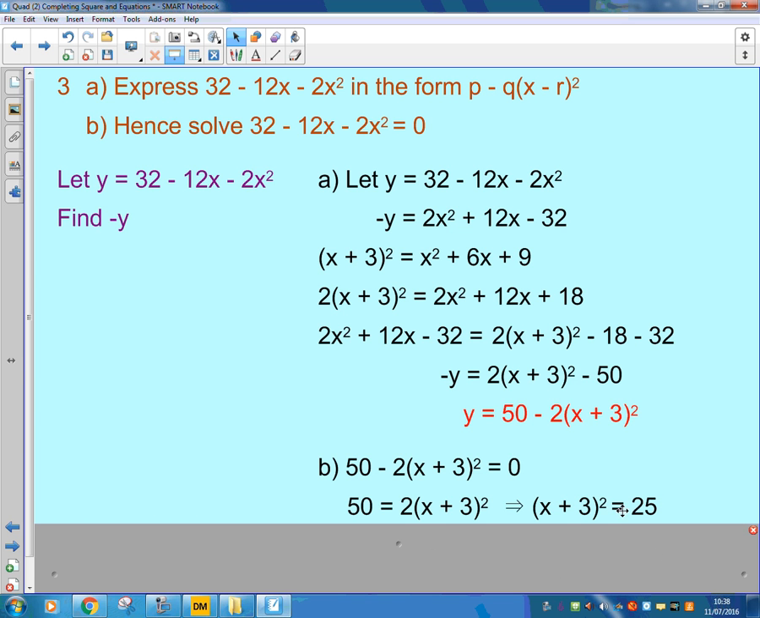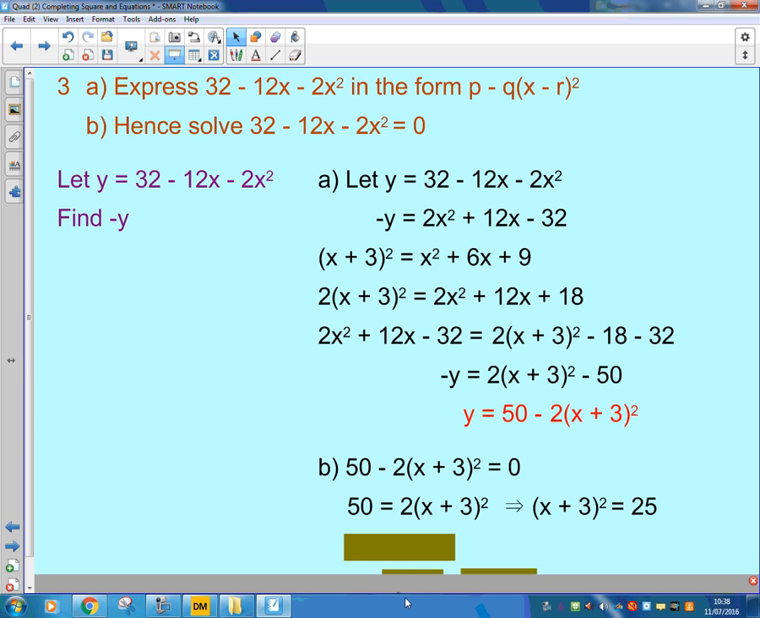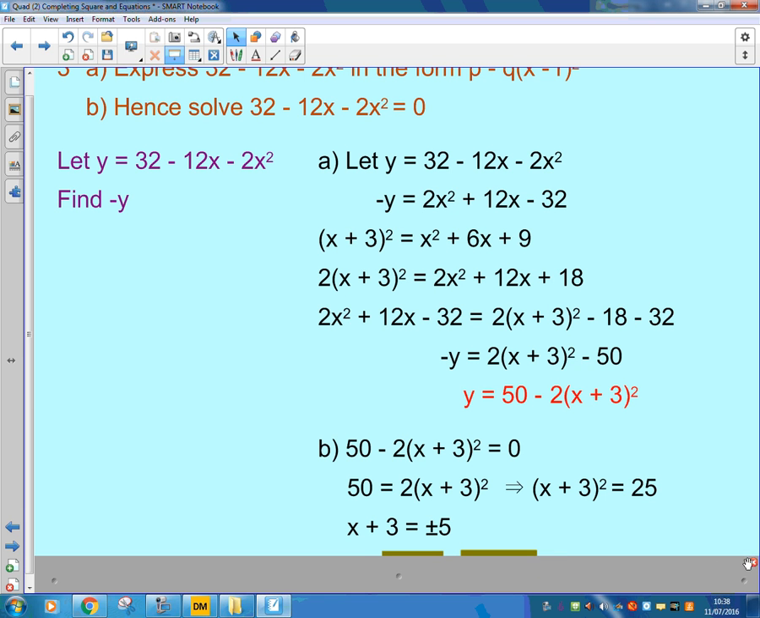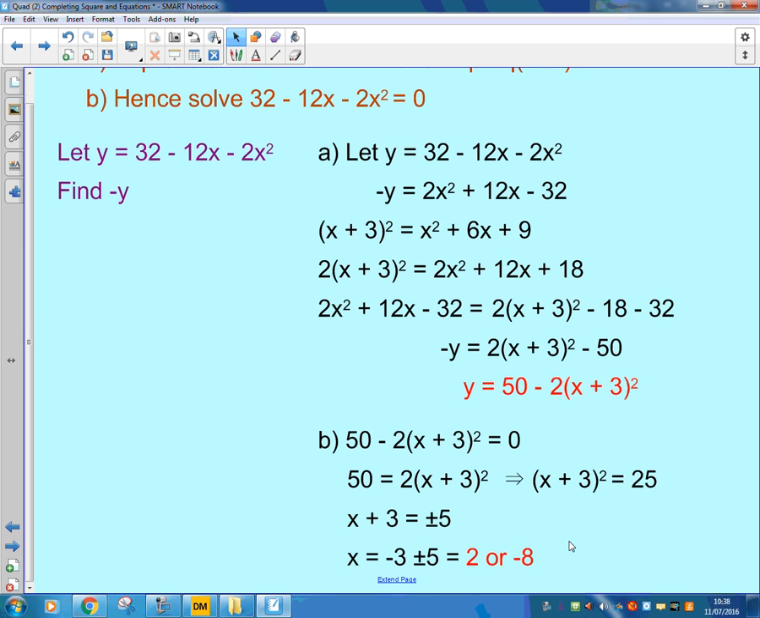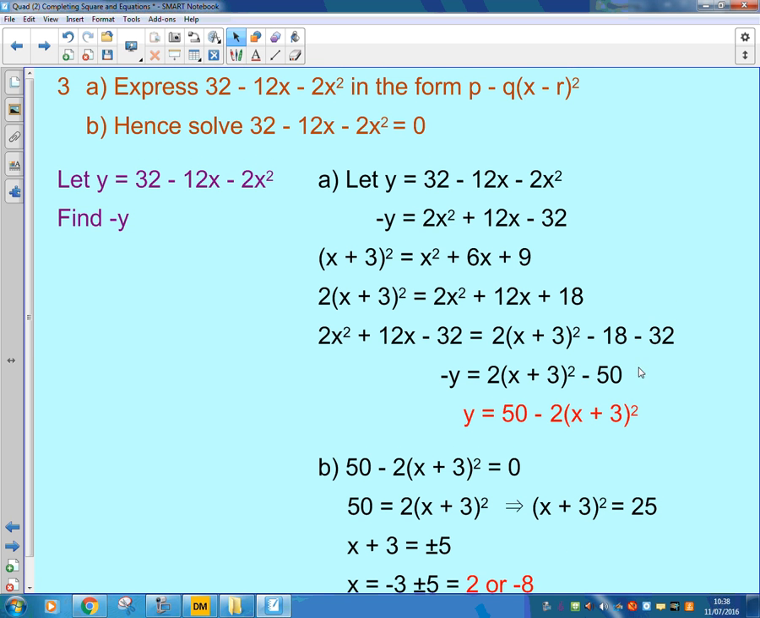Equals 25. Now square root both sides, and I will get x plus 3 is plus or minus the square root of 25. The square root of 25 is 5. So x plus 3 is equal to plus or minus 5. So x is equal to 5 minus 3, which is 2, or is equal to minus 5 minus 3, which is minus 8. So x is 2 or minus 8. Okay, so I hope that helps you with your solving equations and completing the square.